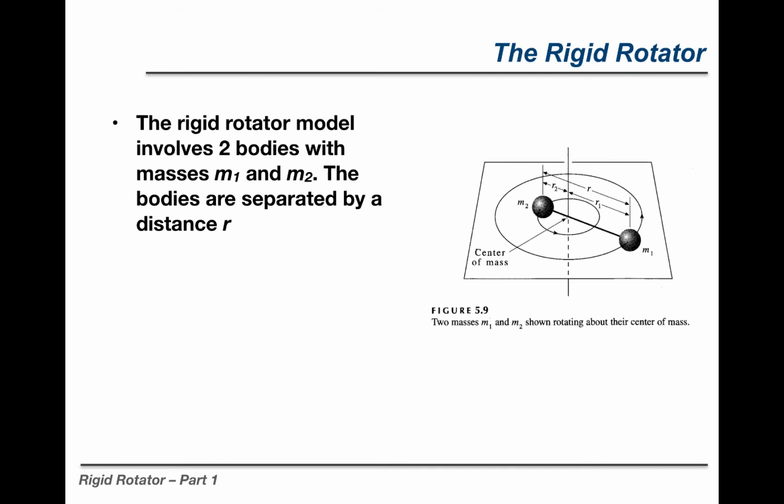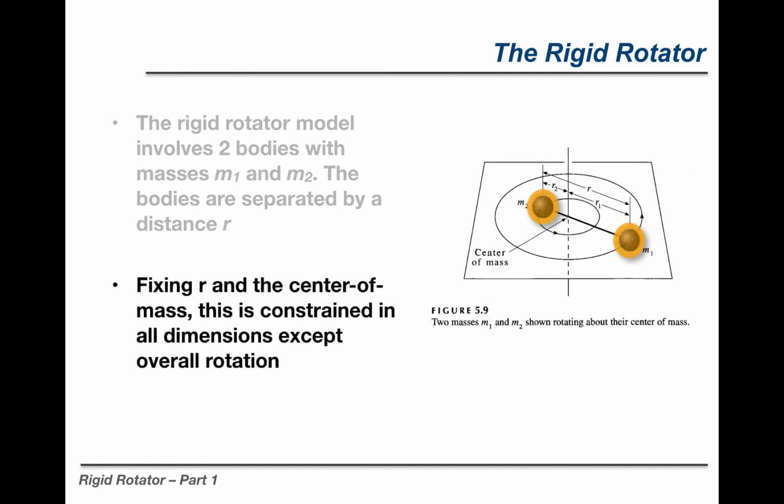So the rigid rotor model consists of two masses, labeled here in the figure on the right as M1 and M2. Those masses are at a distance r from one another, and in this model we impose two basic constraints. First, the distance r is fixed, so the two masses don't get closer to each other or move further apart from each other. In other words, they're not allowed to vibrate. And secondly, the center of mass is fixed. So no matter how they move, they have to keep their center of mass fixed. In other words, the two-body system cannot undergo overall translation. So the only thing it can do is to rotate about that center of mass.